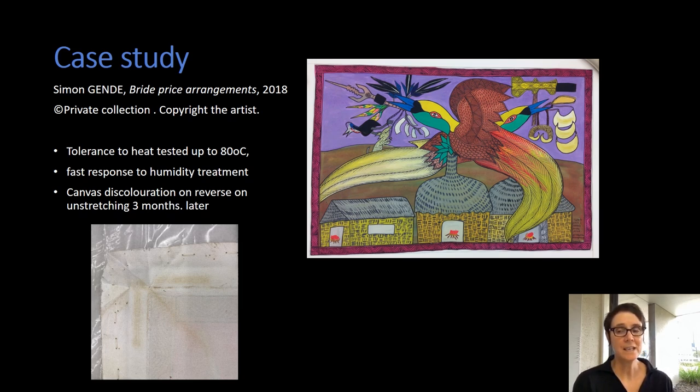During treatment to flatten creases, it was also noted that this canvas had a very fast response to humidity treatment, with visible changes in the plane of the canvas occurring after a short humidification time. Perhaps the predominance of chalk in the priming is a factor in this painting's responses to heat and humidity. Also, on unstretching the work 3 months later after the exhibition, it was noted that the acids from the uncoated parts of the Western Red Cedar stretcher at the mitre had discoloured the cotton canvas. The reasons for this are not clear.